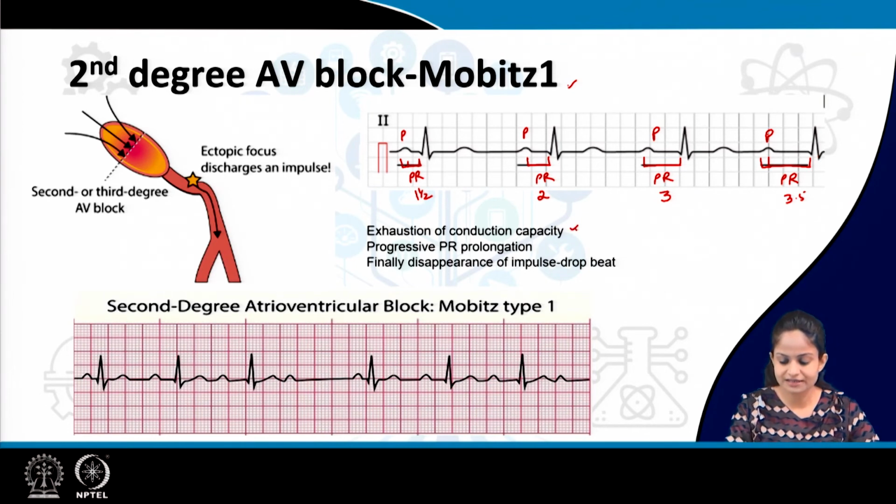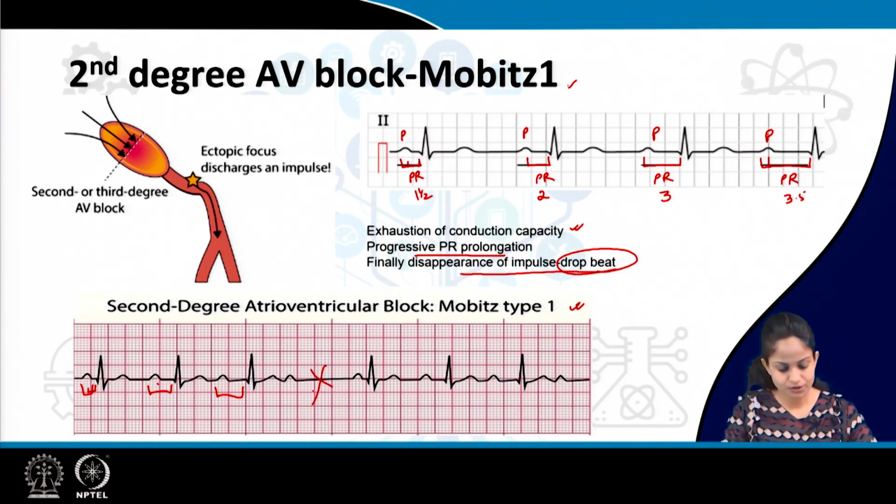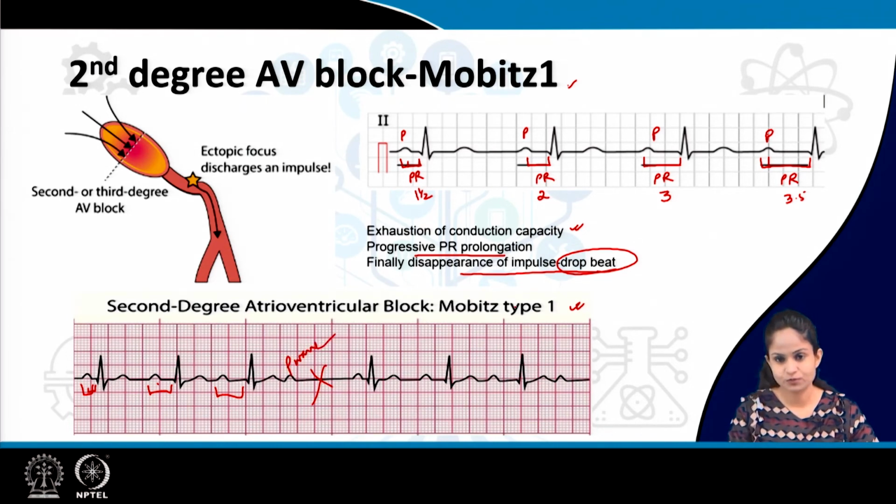That means there is exhaustion of the conduction capacity. The AV node exhaustion is so much that for the conduction of the next impulse, the conduction fails and we do not get the QRS complex. So, there is progressive PR prolongation and finally disappearance of the impulse, that is known as a dropped beat. Now, this is second degree atrioventricular block, Mobitz 1. This is nothing but what we have shown in the ECG. This is the PR interval, this is the PR interval, and finally, no QRS complex is present over here, we could only see the P wave. So, this is Mobitz type 1 block.